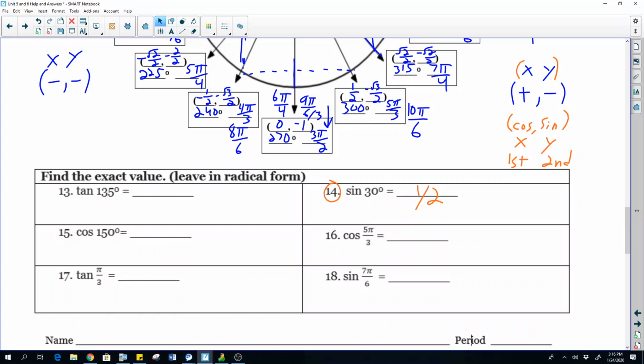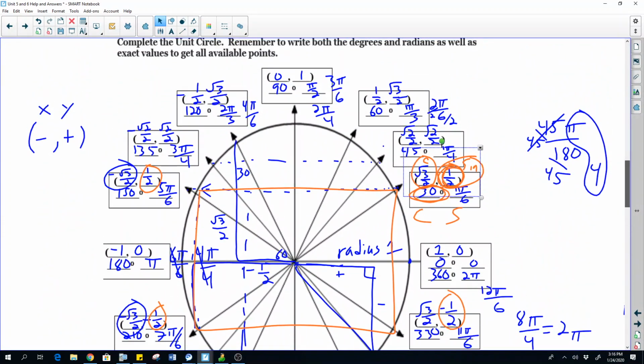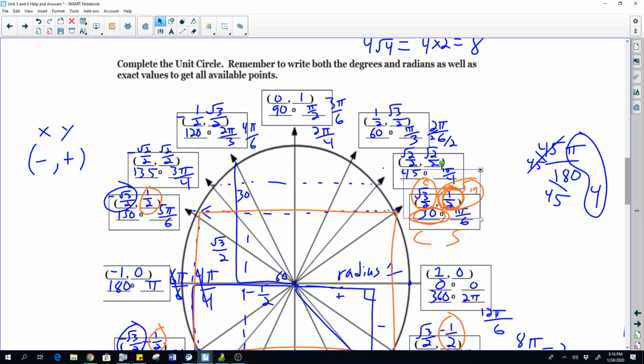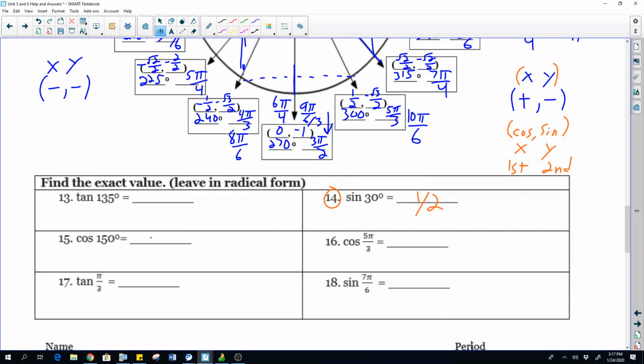What's cosine of 150 degrees? You go to 150 degrees on the unit circle and do cosine, which is the first position in the parentheses. Did you find it? I found it. So here is 150 degrees, and cosine is this one, radical 3/2. So then we go and write that down as our answer. Easy peasy lemon squeezy. So radical 3/2 is our answer.